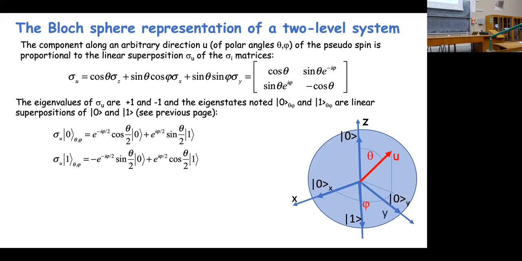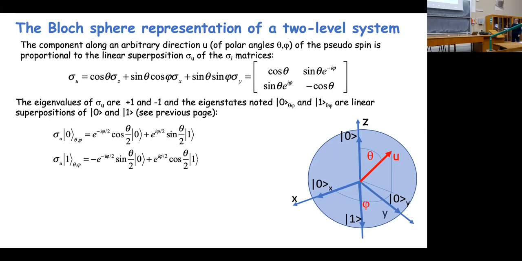And any point on the sphere corresponds to an eigenstate of the spin pointing along this direction. And you have a one-to-one correspondence between all the possible quantum states and the points on the sphere. So this is a very interesting representation. You see that the eigenstates of sigma z are along the polar axis, and the eigenstates of sigma x and sigma y are on the equator of the sphere.